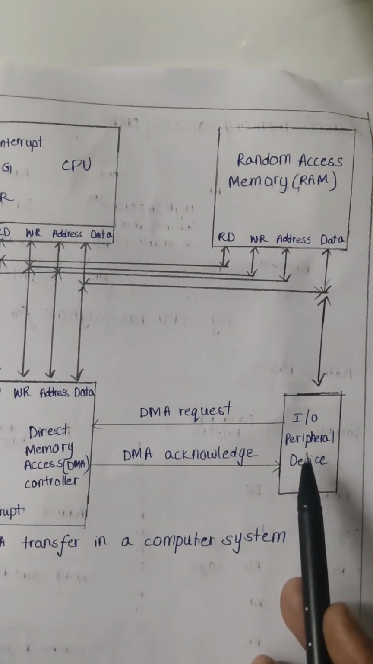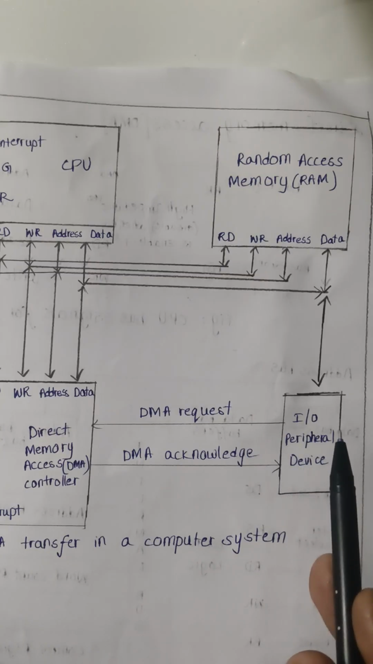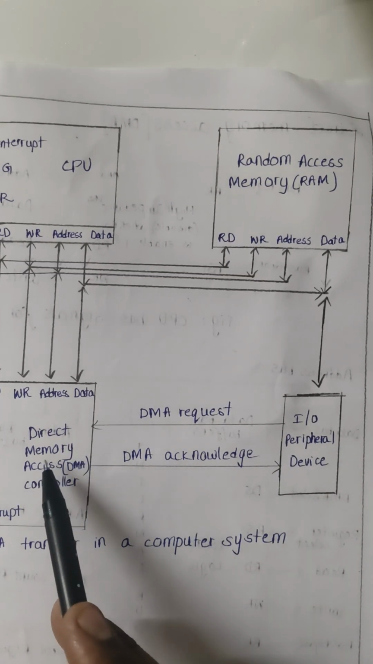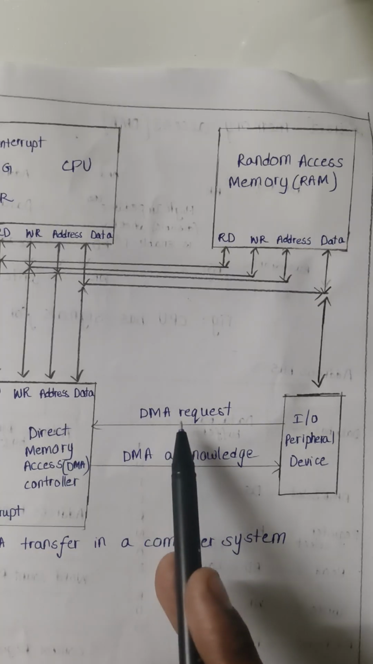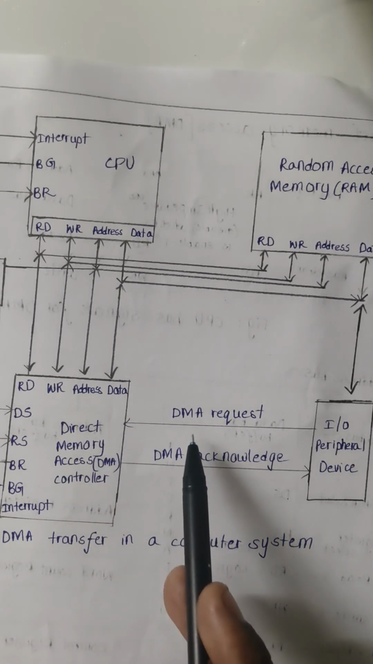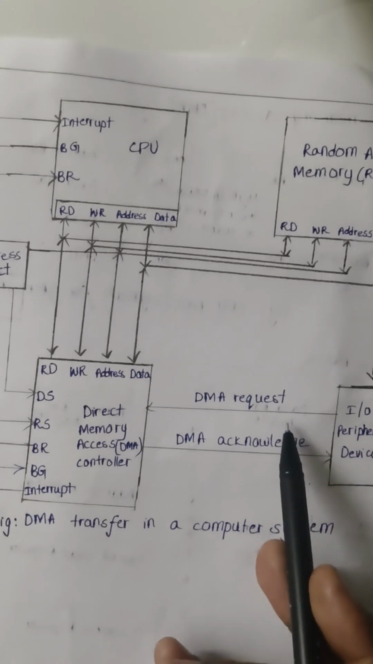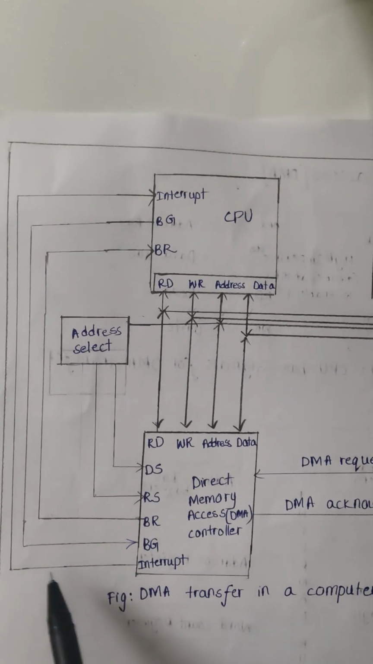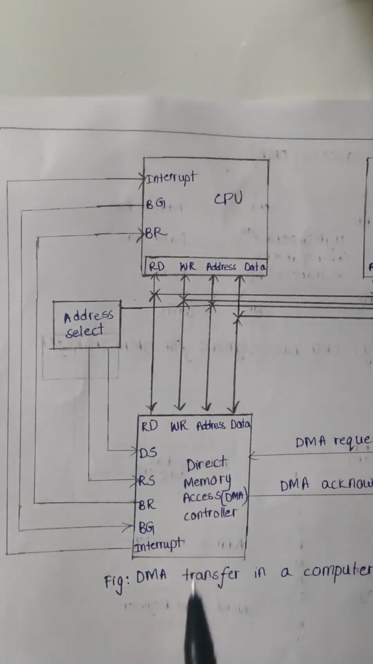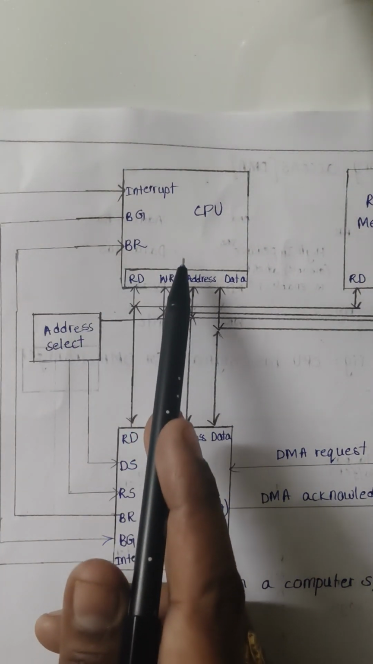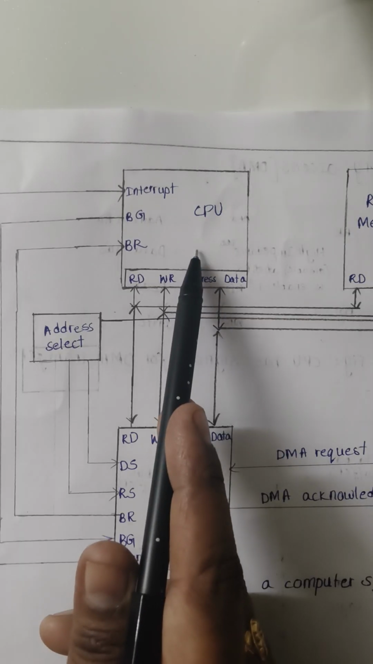So see here, whenever the input output device wants to transfer information, first of all it will send a request to the DMA, which is known as a DMA request. Whenever the DMA controller gets a request from the input output devices, it is going to activate the bus request line. Therefore it is going to request the bus from the CPU. Therefore the CPU has to be idle.